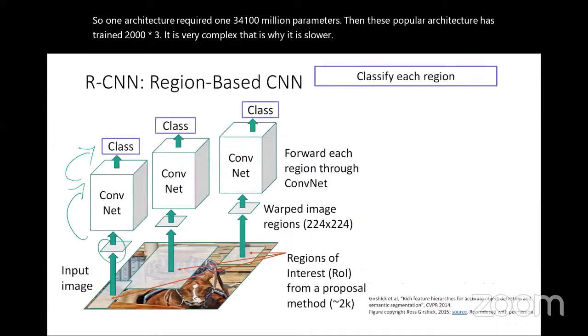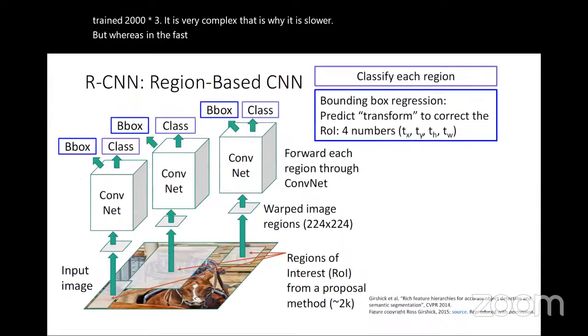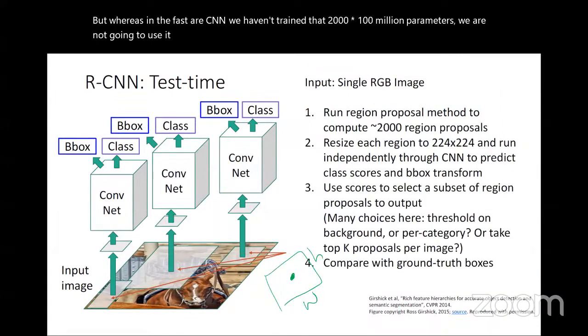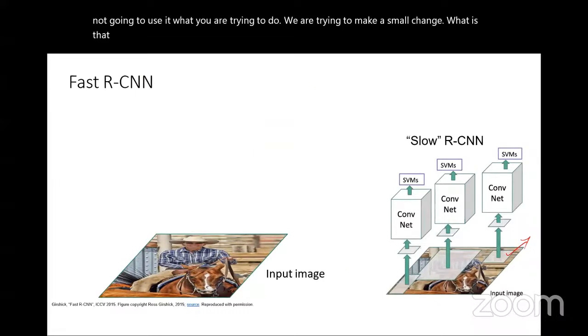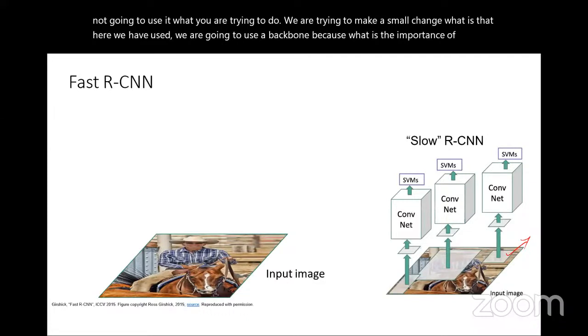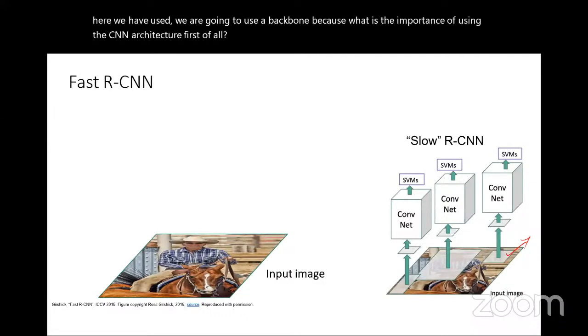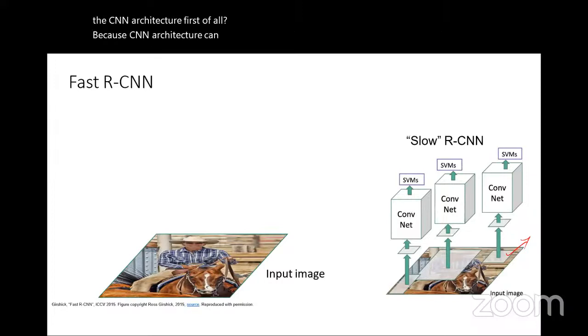But in the fast RCNN, we haven't trained that 2000 times with 100 million parameters. We are not going to use it. What we are trying to do is make a small change. We are going to use the backbone, because what is the importance of using the CNN architecture? First of all, the CNN architecture can properly recognize the object. That is the intuition, right?